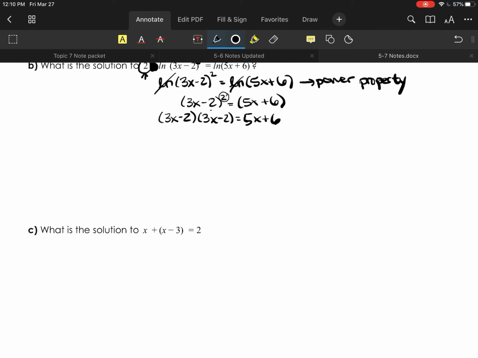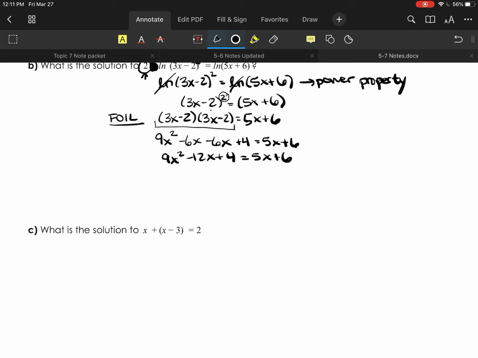So now what I'm going to do on this left side is FOIL. And if you do not FOIL, you will not get the correct answer. So first times my first: 3x times 3x gives me 9x squared. Let me write out FOIL so you can actually see what I'm doing. Then I do my outside times my outside: 3x times negative 2 gives me negative 6x. Negative 2 times 3x gives me negative 6x. Negative 2 times negative 2 gives me positive 4. That's equal to 5x plus 6. So now I'm going to combine my like terms. I have 9x squared minus 12x plus 4 equals 5x plus 6.